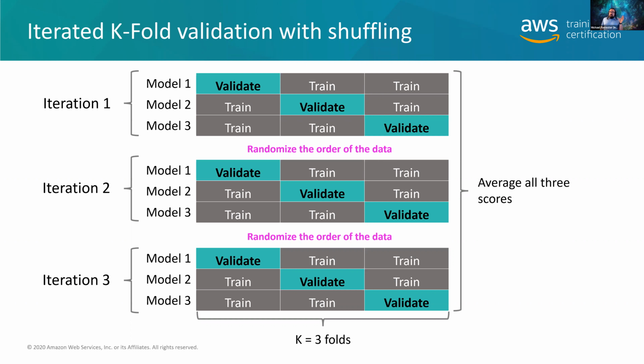You're basically taking that data and splitting it up into 3 chunks. One of those chunks is validation data, and you're running your model 3 times. Then you're going to randomize the order of the data and do the same thing again with the same 3 models. Then you average all 3 scores.